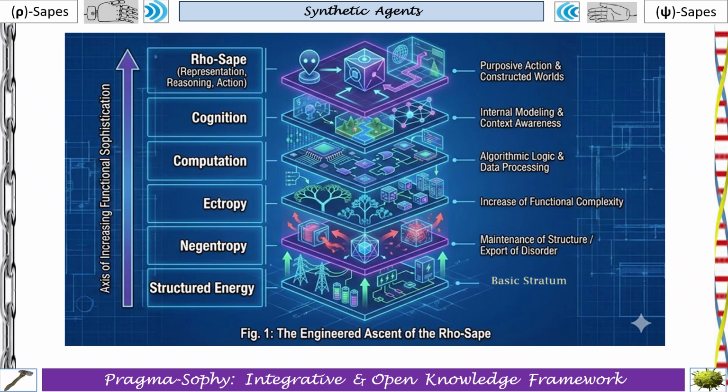As shown in the slide, this vertical ladder begins with structured energy and ascends through negentropy, ectropy, computation, cognition, and culminates in Rho-Sapes. Each rung represents a refinement in how energy, information, and constraints are organized, not by evolution but by design.